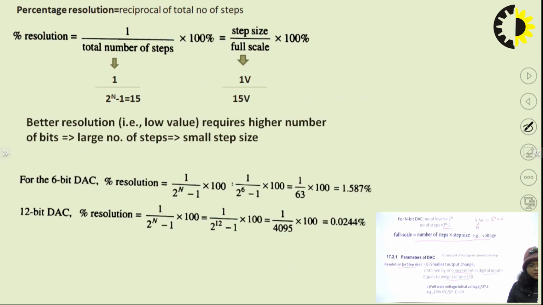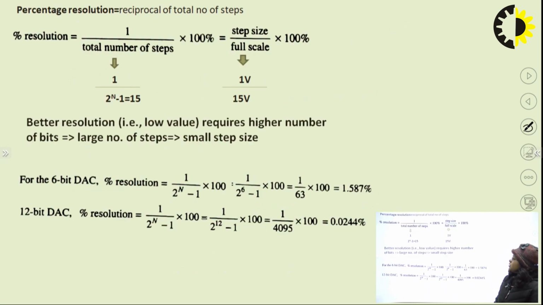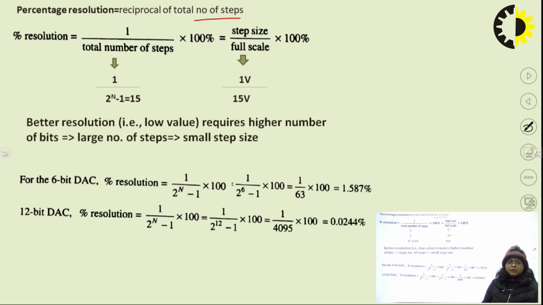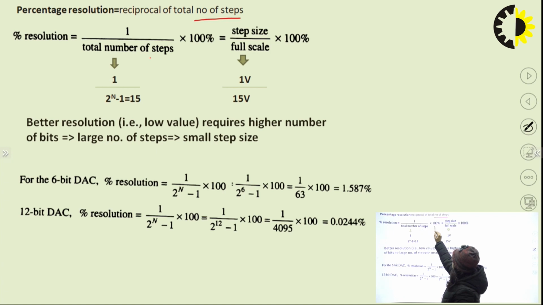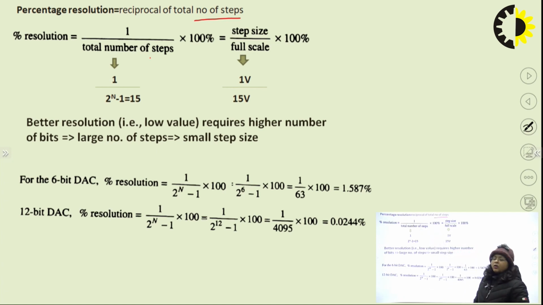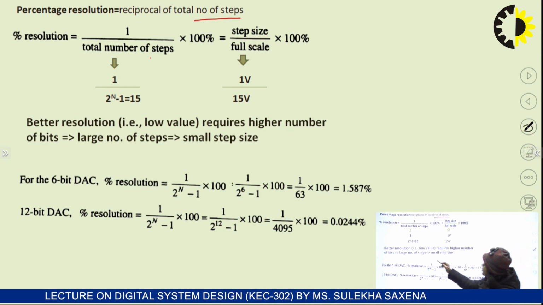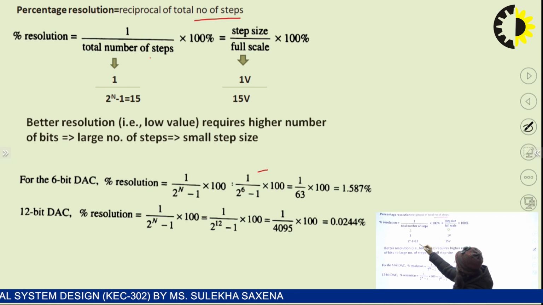Now, we have to calculate the percentage resolution, that is reciprocal of total number of steps. We can also calculate it by 1 upon total number of steps into 100, or step size upon full scale value into 100. So, better the resolution, the higher is the number of bits required.